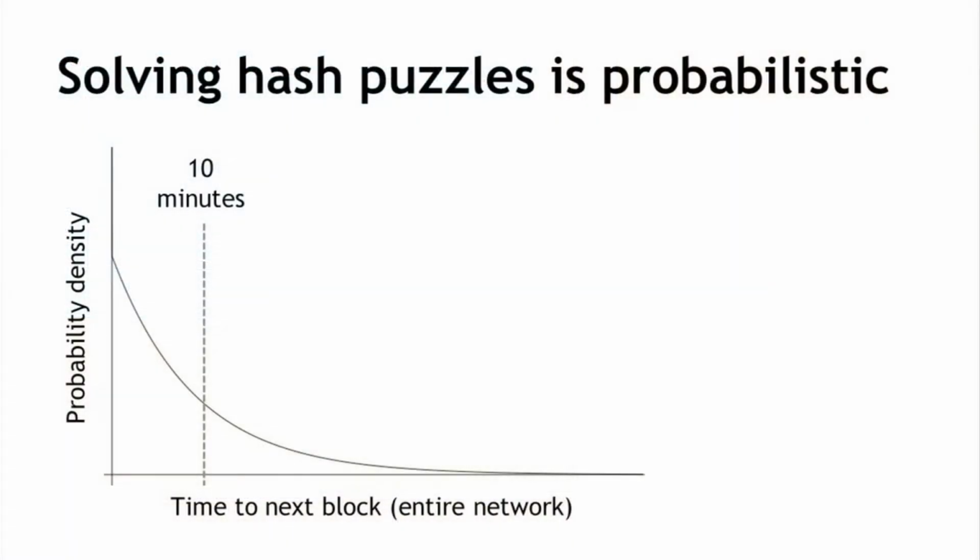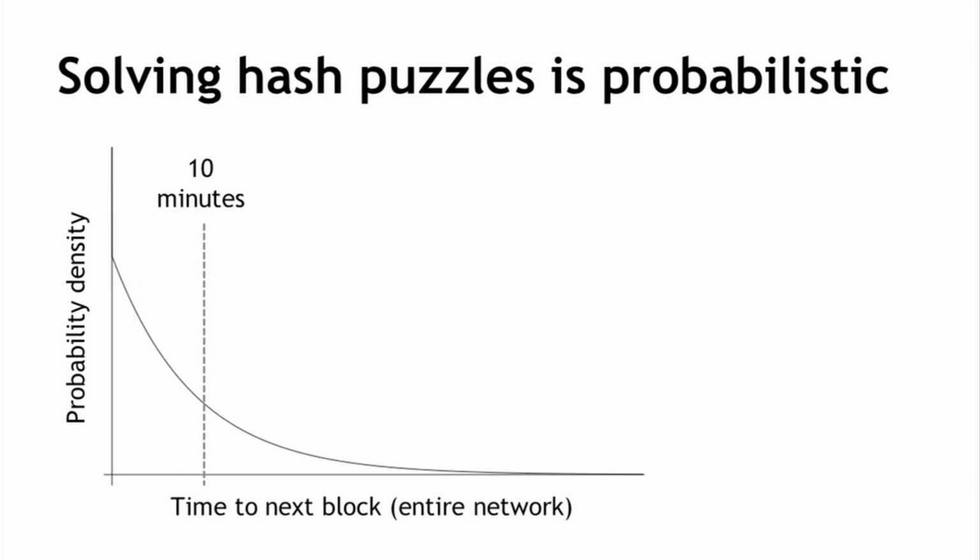But typically nodes try so many nonces that a discrete probability process called Bernoulli trials can be well approximated by a continuous probability process called a Poisson process. And the end result of all of that is that the distribution, the probability density function of the time to find the next block by any node in the network globally looks something like this.